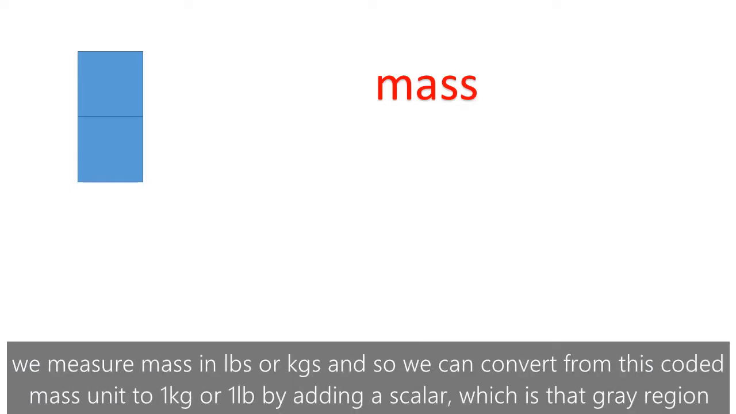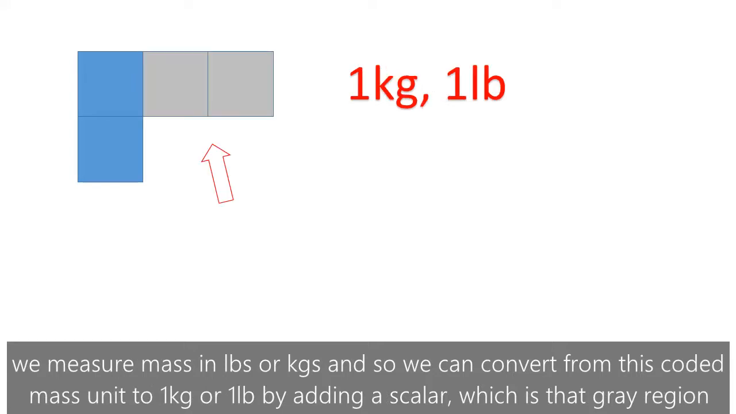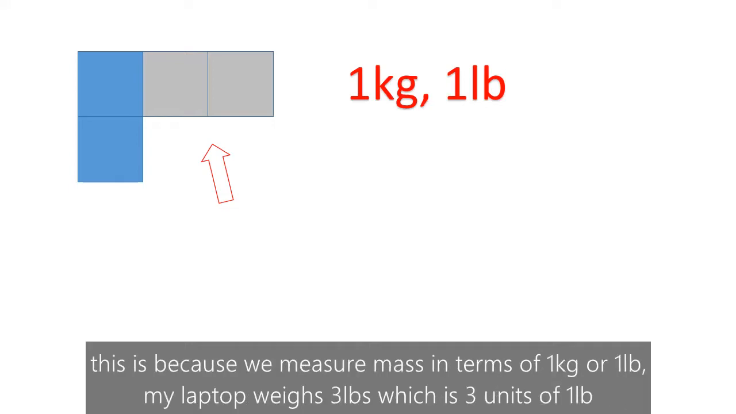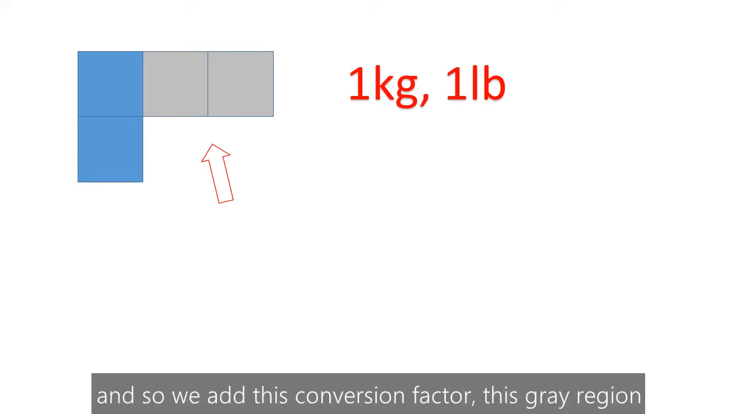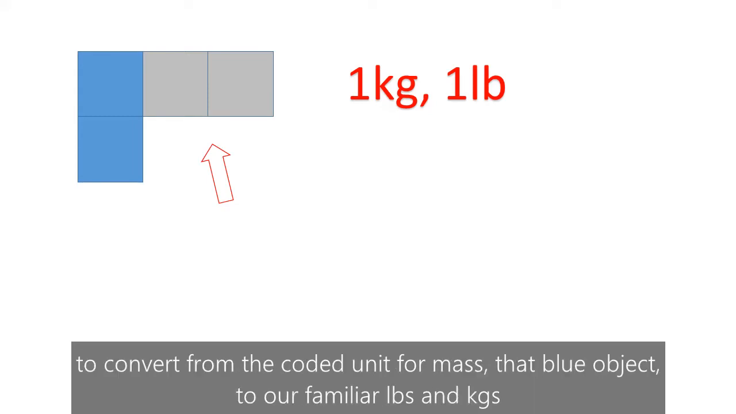We measure mass in pounds or kilograms, and so we can convert from this coded mass unit to 1 kilogram or 1 pound by adding a scalar, which is that gray region. This is because we measure mass in terms of kilograms, or 1 kilogram or 1 pound. My laptop weighs 3 pounds, which is 3 units of 1 pound. And so we add this conversion factor, this gray region, to convert from the coded unit for mass, that blue object, to our familiar pounds and kilograms.